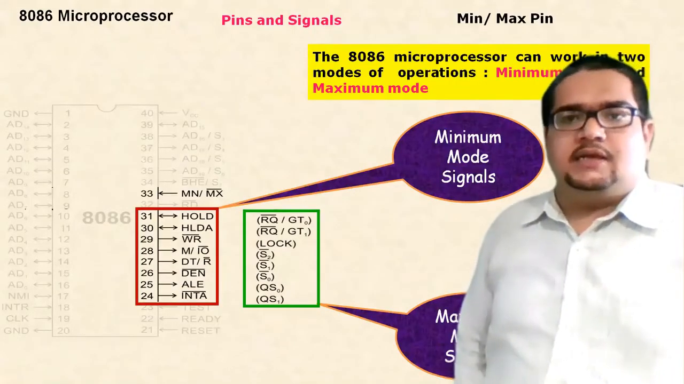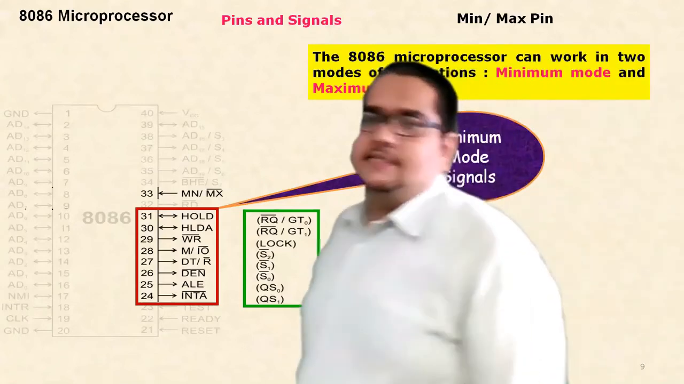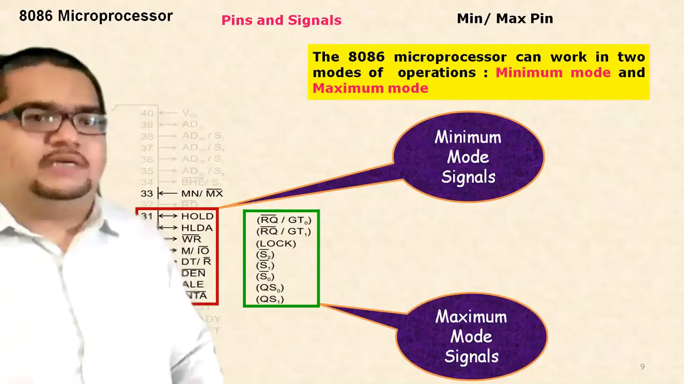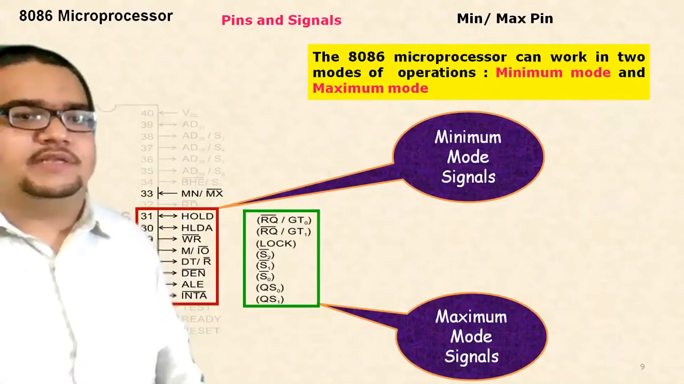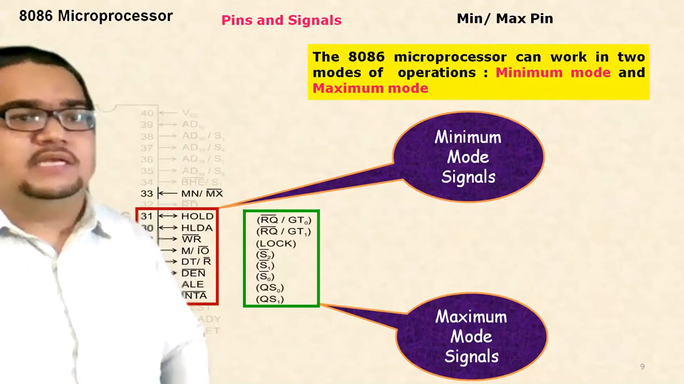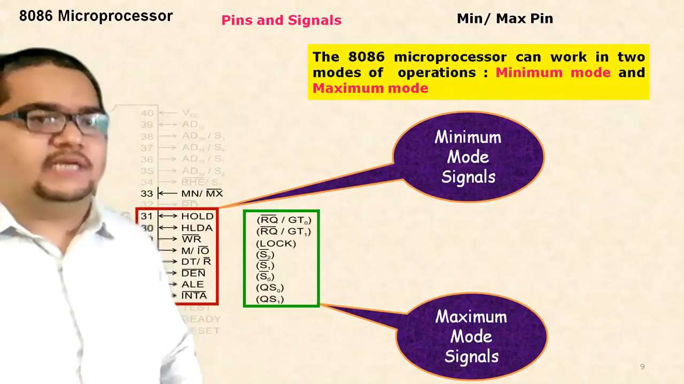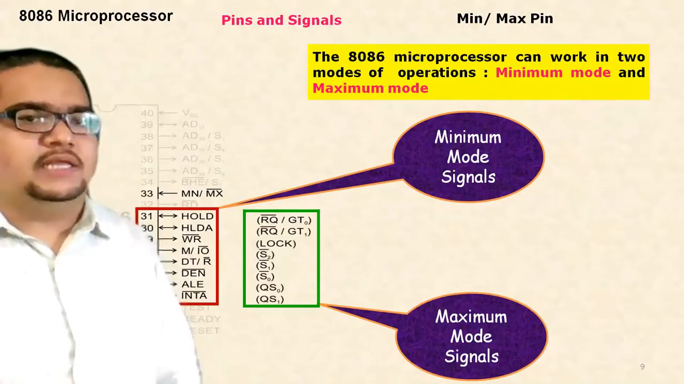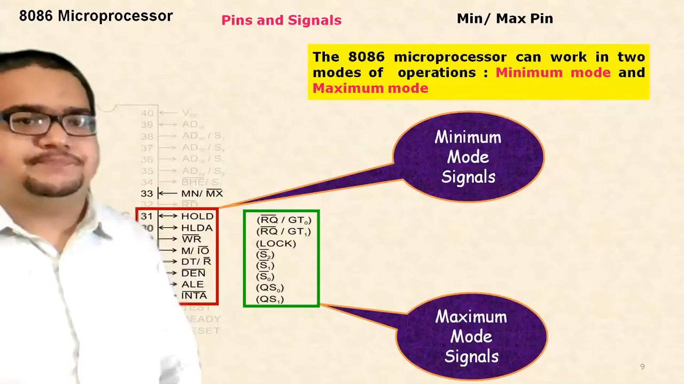Anyhow, this is a minimum mode thing. You can understand that these 8 signals are dedicated to the minimum mode: hold acknowledgement, write, memory or IO, data transmit or receive, data enable, ALE, address latch enable, and INTA bar, that is interrupt acknowledgement. We will be discussing all these 8 signals in detail in today's class. The maximum mode signals we will talk about in our next class.